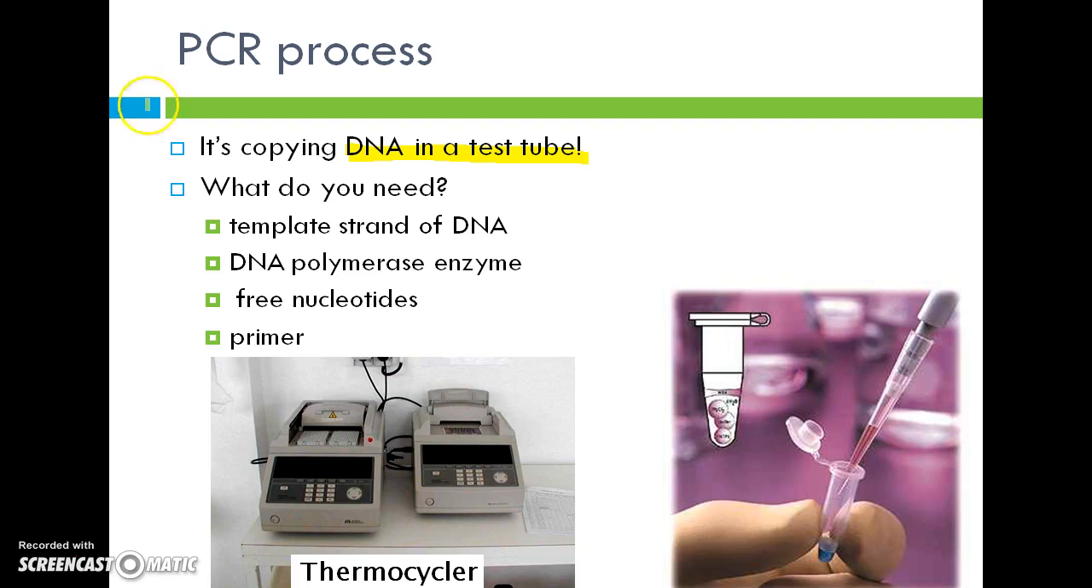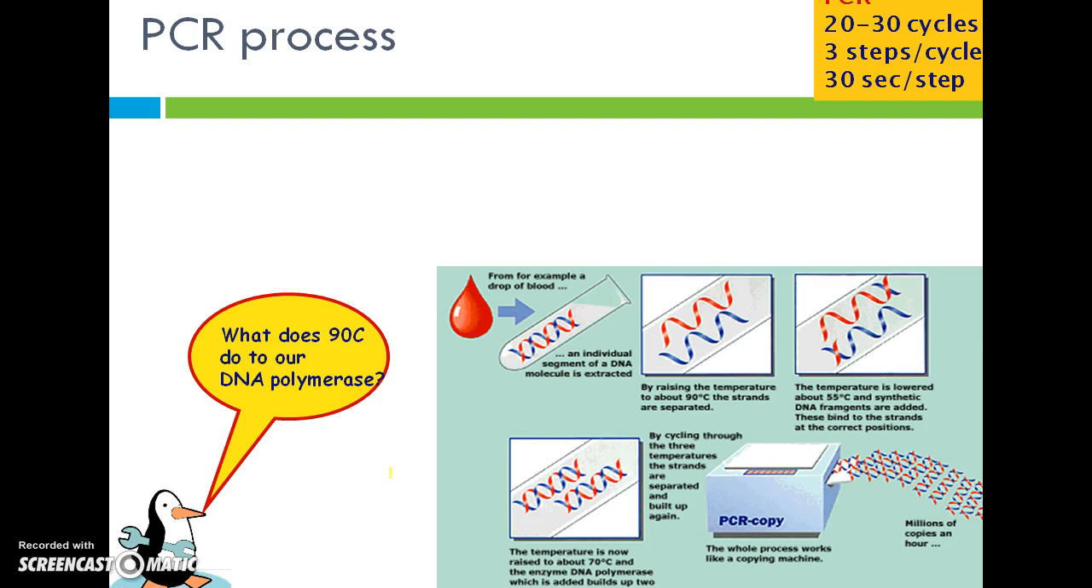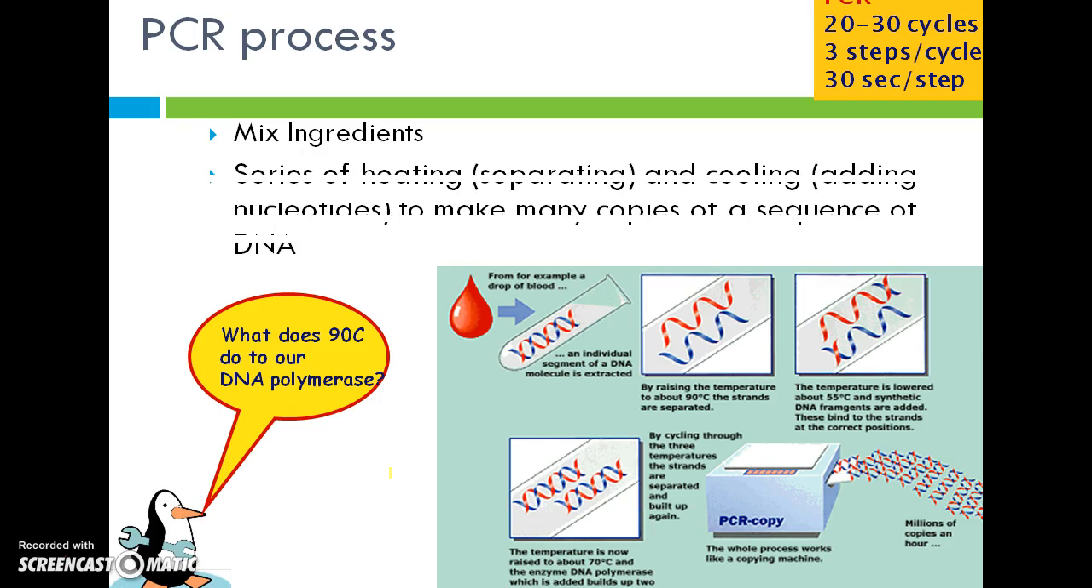And so what's going to happen is we're going to use this thermocycler, and that's going to heat up and cool down the bacteria, or excuse me, the test tube, so that we can get this DNA to be copied. So this is what the PCR process looks like. We're going to mix our ingredients in our test tube first, and we do this series of heating and cooling, and that's going to make a bunch of copies of the DNA.